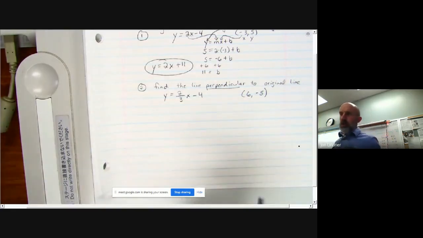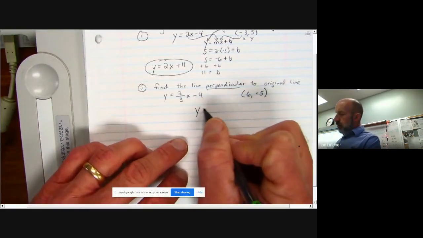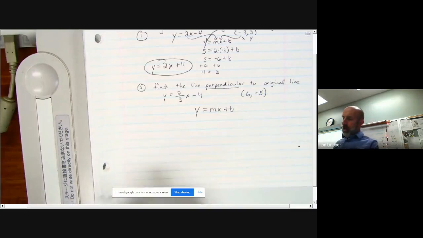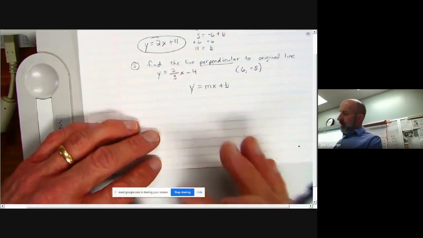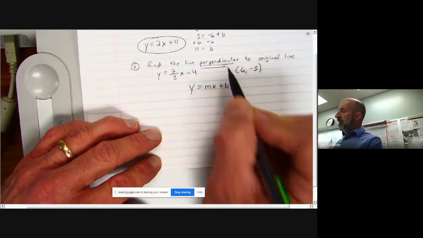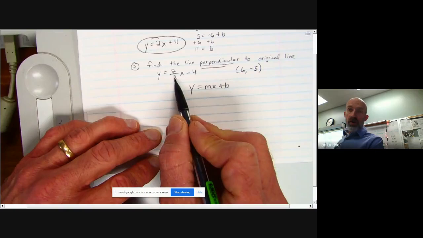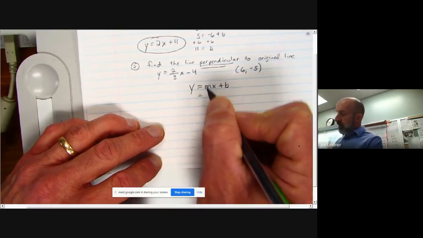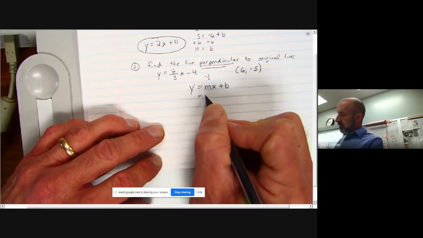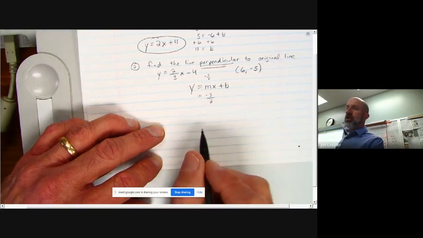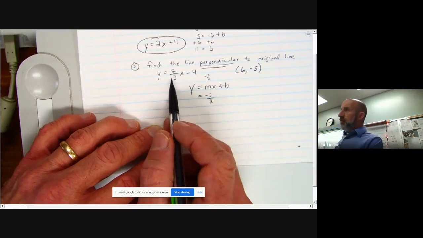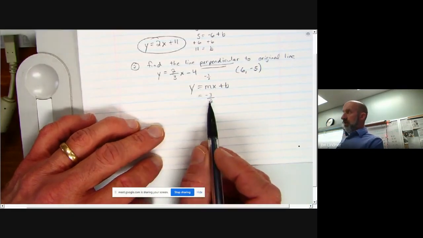Once again, we're going to use our old friend y equals mx plus b. And once again, I need to plug in something for the slope. But because it's perpendicular, I don't plug in 2/3. I plug in -3/2. I flip the fraction and I change the sign. If this would have been a negative 2/3, this would have been a positive 3/2.